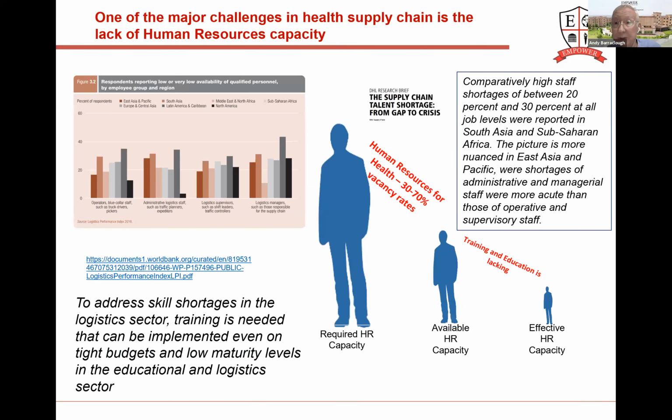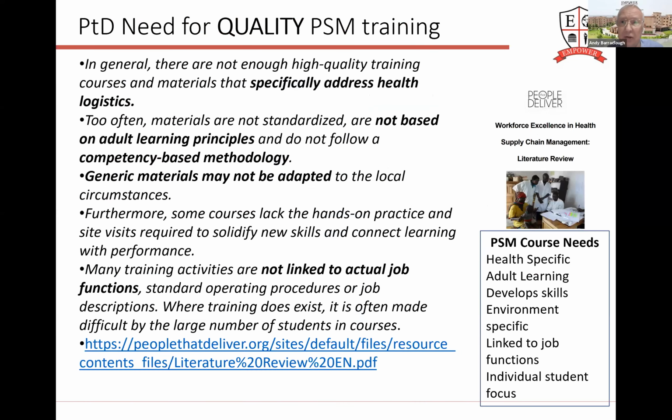The staff shortages are a bit different in Southeast Asia than Africa, but there are shortages throughout. And there's generally reckoned to be between 30 and 70% staff shortages in public sector supply chain and procurement. So I need a lot more training. The point about this is I need specific training.